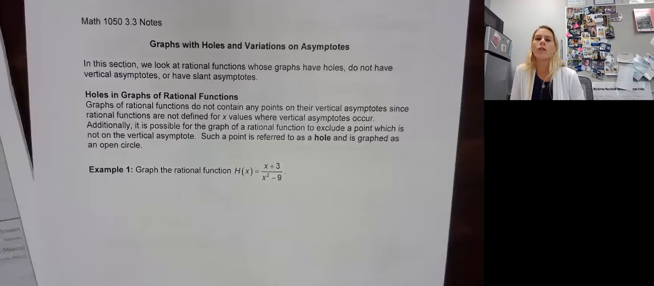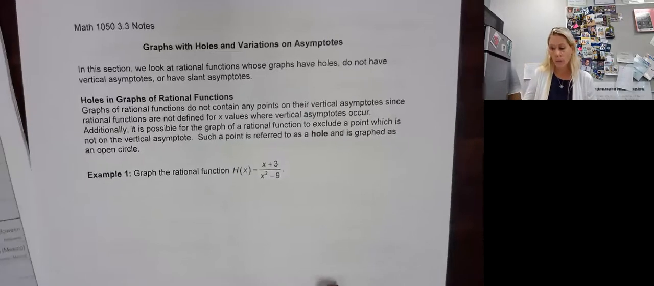Graphs of rational functions do not contain any points on their vertical asymptotes, since rational functions are not defined at those x values. So in other words, if there's an asymptote there, the hole can't exist because you're not even crossing it. So additionally, it is possible for a graph of a rational function to exclude a point which is not a vertical asymptote, so where there's an actual hole in the graph. All right, so there are different ways to find this.